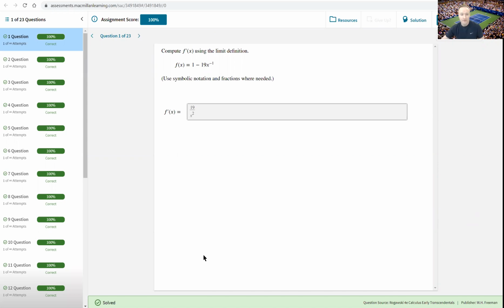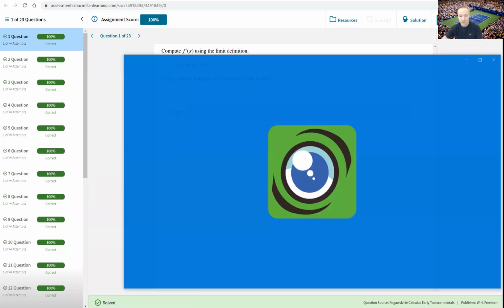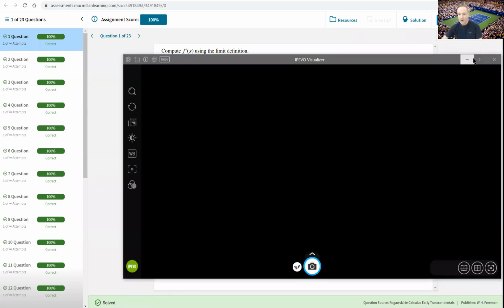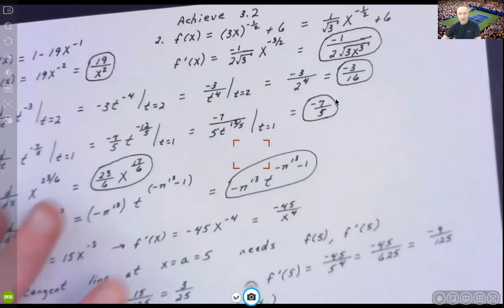For example, here in this first one, we're taking the derivative of f of x is equal to 1 minus 19x to the negative 1 power. So in order to show you that, let me pull up my work here.